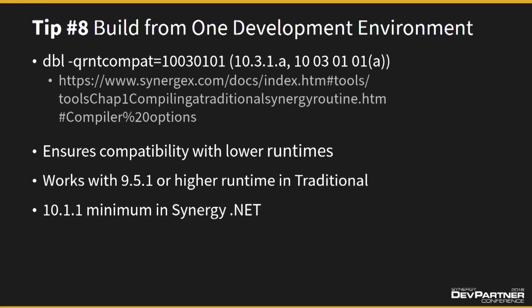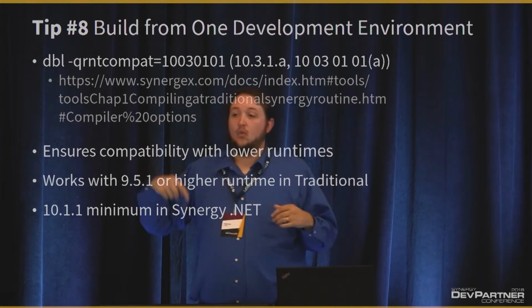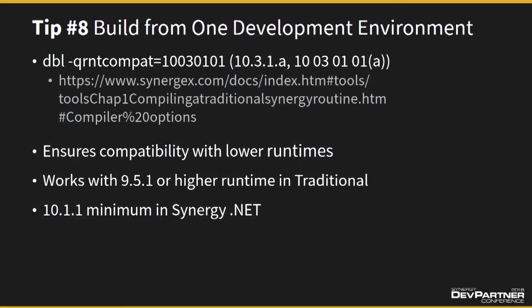Tip number 8 is, this has been mentioned multiple times already, your Q runtime compat. This is an option that you can do from the command line. You can do it in Visual Studio, and it makes it so the compiler will treat the compile and give you warnings and errors as if you were compiling in an older version. One thing to note, though, is it does not actually use the older compiler to compile your code. It just tells you if you're using features that will not be recognized by that older runtime. We already got a question when Roseanne was up here on what the lowest compatibility versions were. So 9.5.1 is the lowest runtime for traditional Synergy, and 10.1.1 is the minimum in Synergy.net.